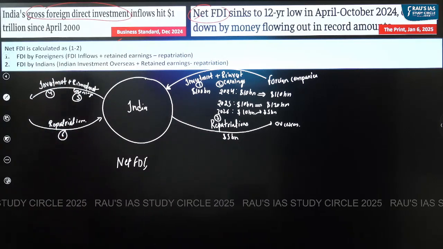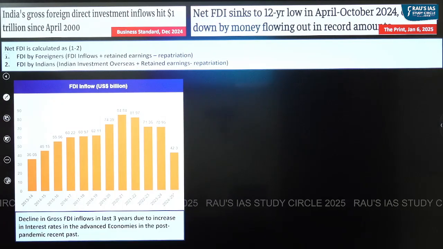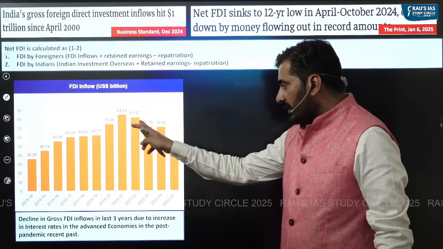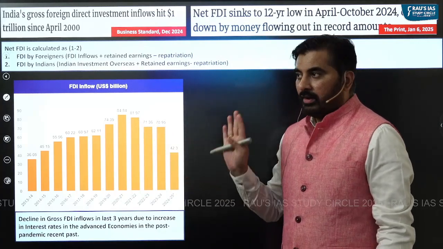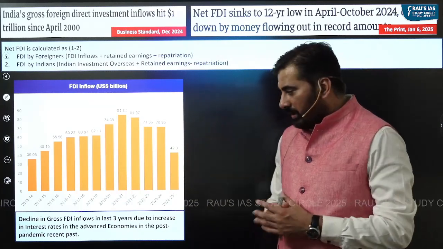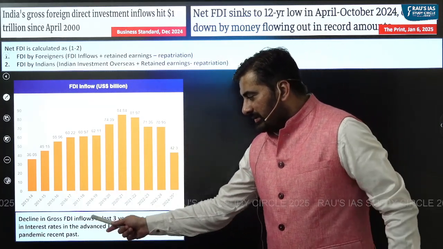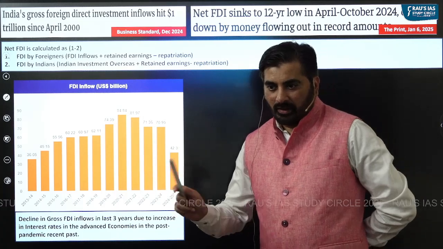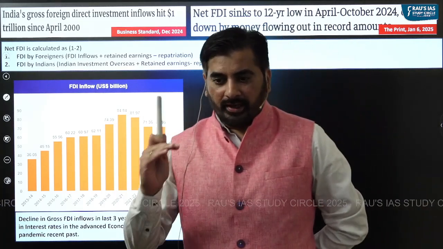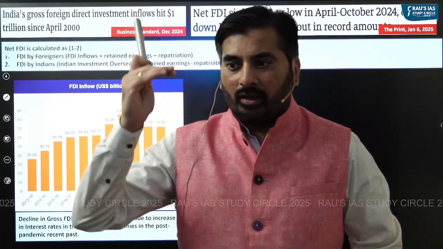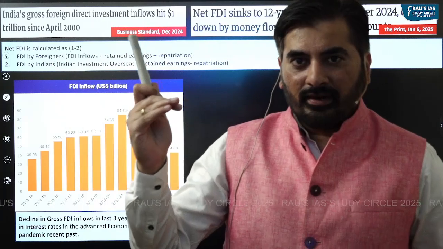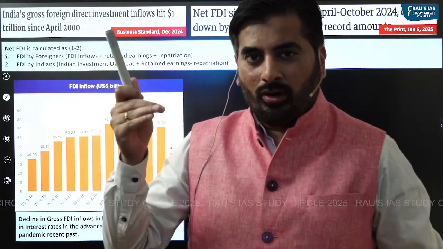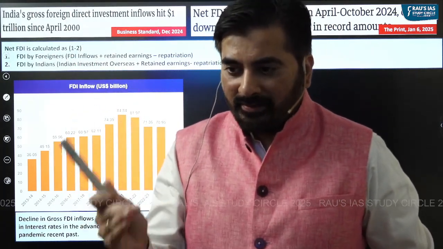Now, the economic survey highlights that the gross FDI into India has actually reduced in the last 3 years. There are multiple reasons for that. Reason number one, there is an increase in interest rates in the advanced economies in the recent post-pandemic past. After the COVID pandemic, the rate of inflation in advanced economies had increased. So to counter inflation, the central banks in these advanced economies increased the interest rate. So higher interest rate means less inflow of foreign investment into India. That is reason number one.